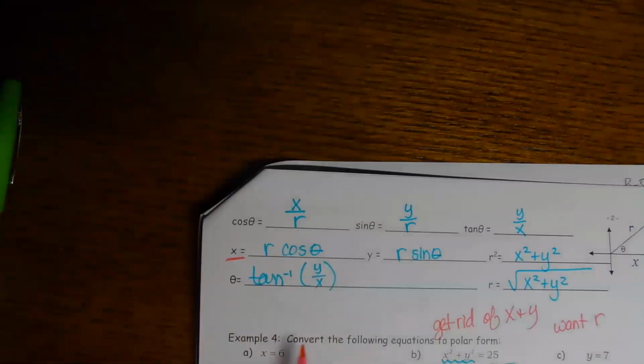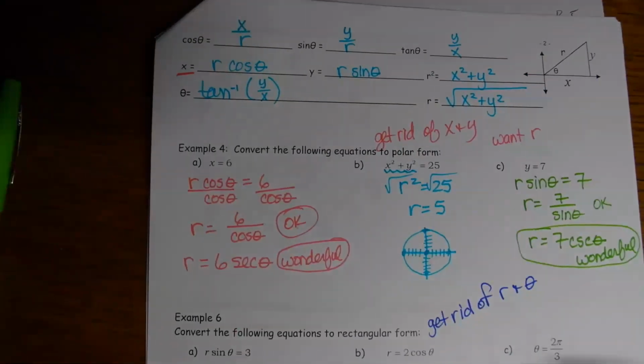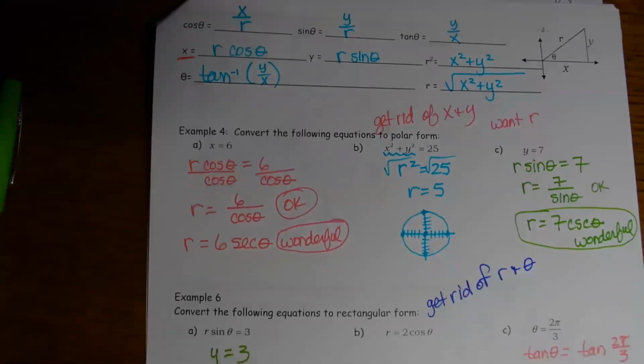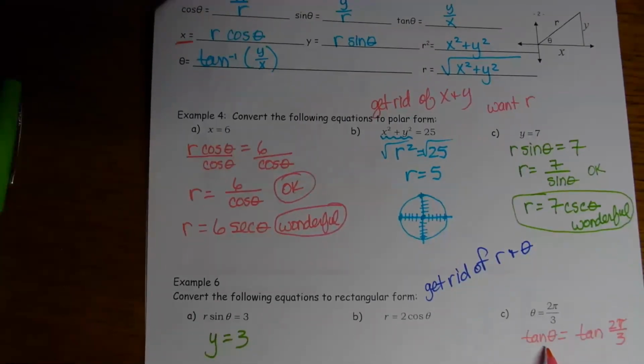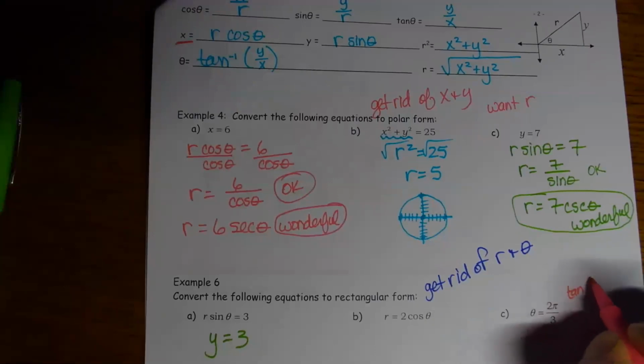What does theta equal, guys? It's tangent, right? So you could think about it as taking tangent of both sides. So tangent theta equals what? Tangent of 2 pi over 3, right? And what is tangent? I'm going to write tan on both sides.